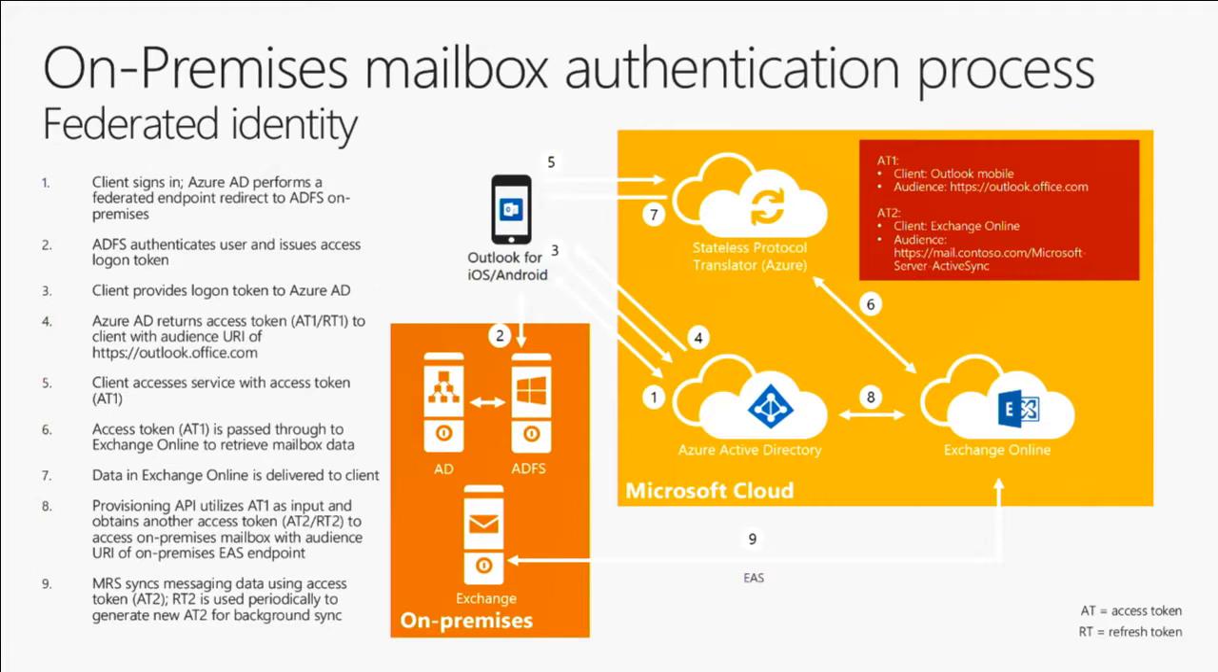We will then connect. The client is going to connect and gain access to his data, and behind the scenes, the provisioning API, which is nothing more than the mailbox replication service in Exchange Online, is going to be establishing an ActiveSync session to on-prem to synchronize that data. And behind the scenes, we're going to use the refresh token to continually refresh and generate a new access token when it expires, so that we can continue synchronizing that data without requiring the user to authenticate.